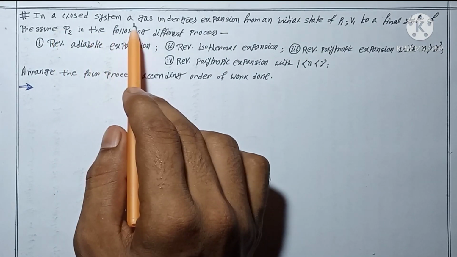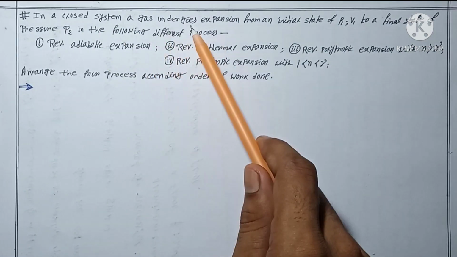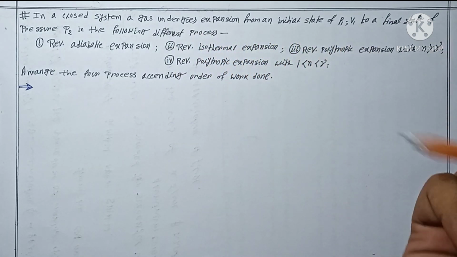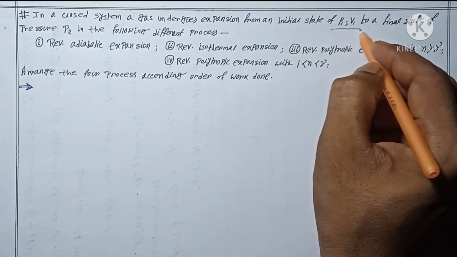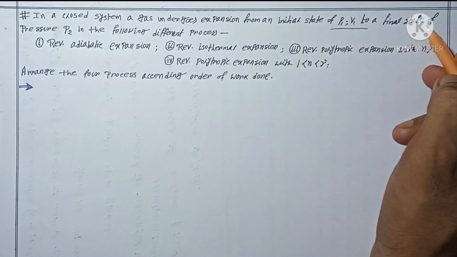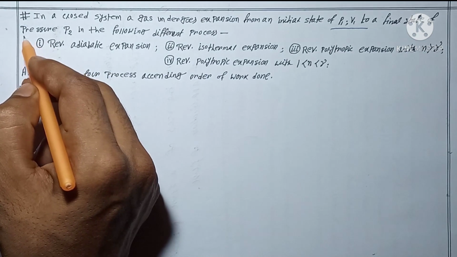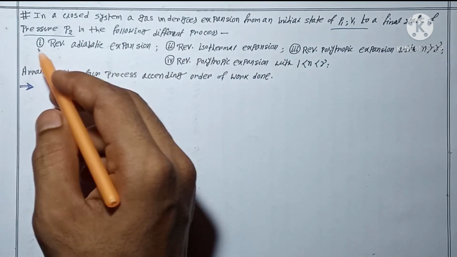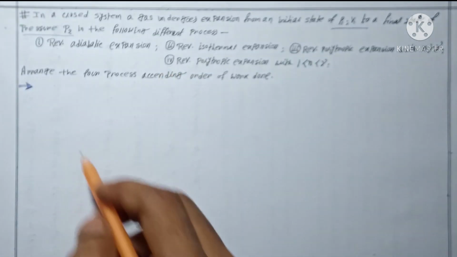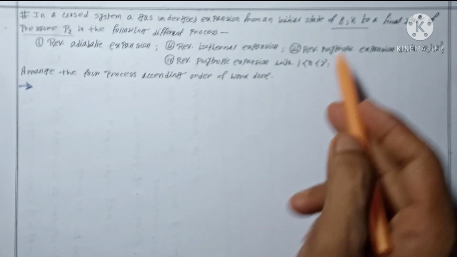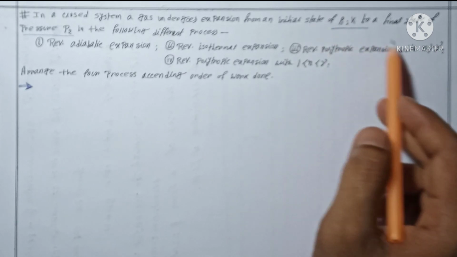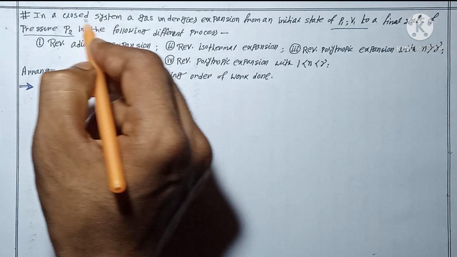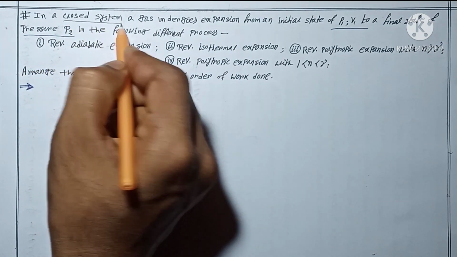In a closed system, a gas undergoes expansion from an initial state P1 V1 to a final state of pressure P2 in the following different processes. So different processes are given here, and for those processes the initial state is P1 V1 and the final state with pressure P2 is given, and the system is a closed system.